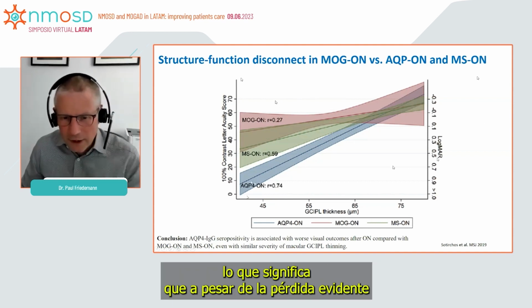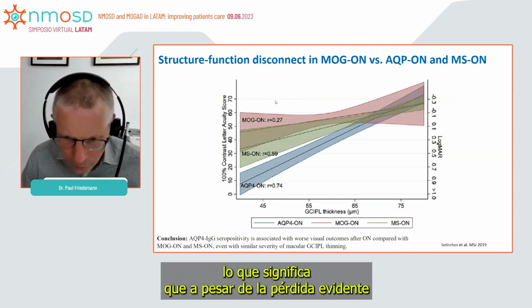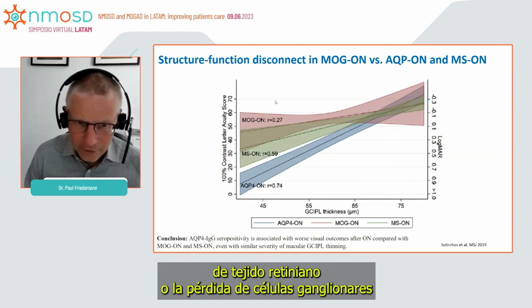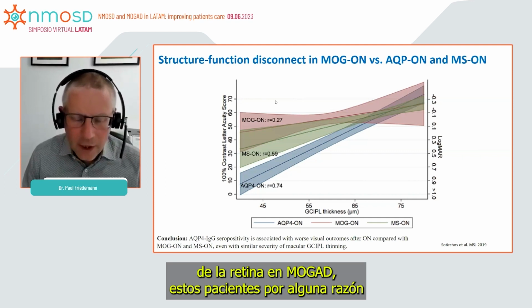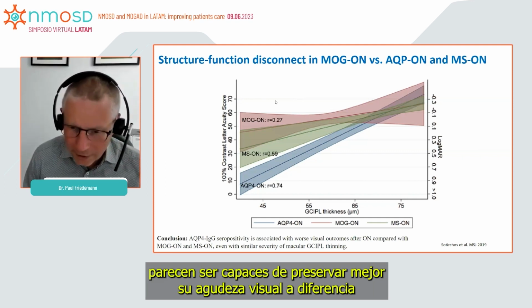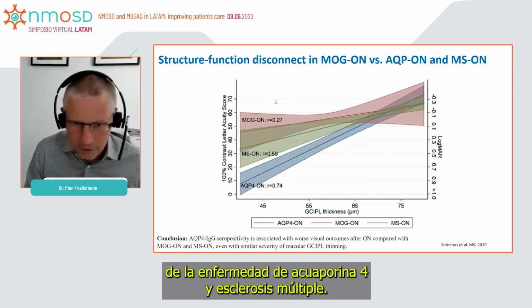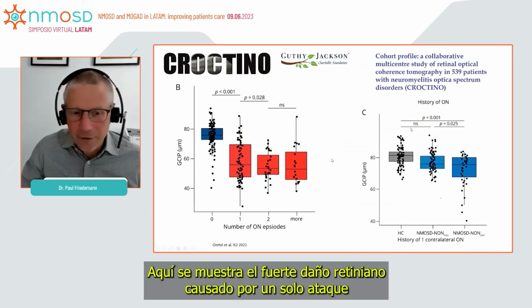which means that despite comparable loss of retinal tissue or loss of retinal ganglion cells in MOGAD, these patients seem to be able to better preserve their visual acuity in contrast to aquaporin 4 disease and multiple sclerosis, for whatever reason.